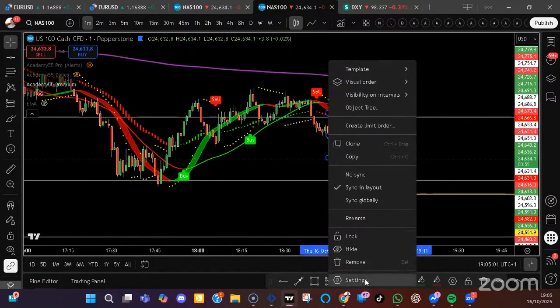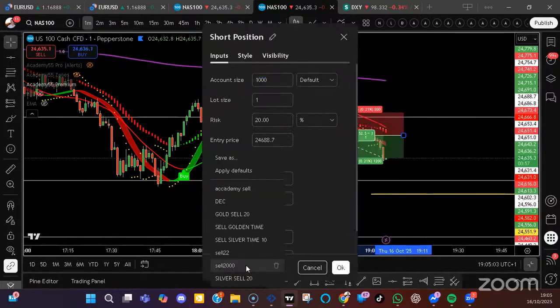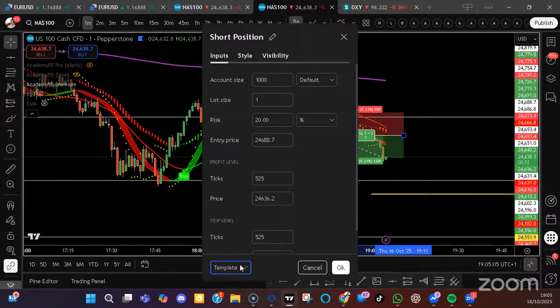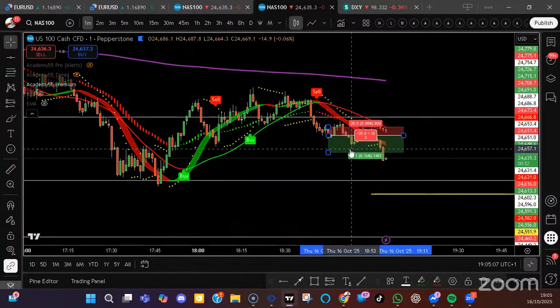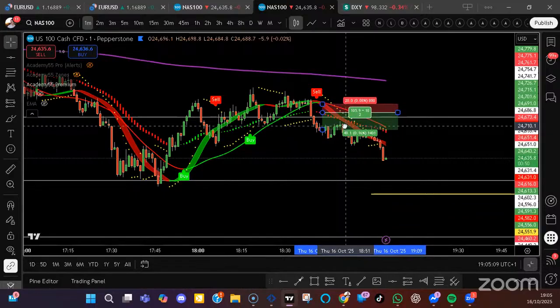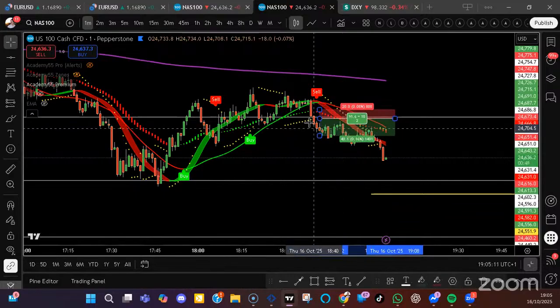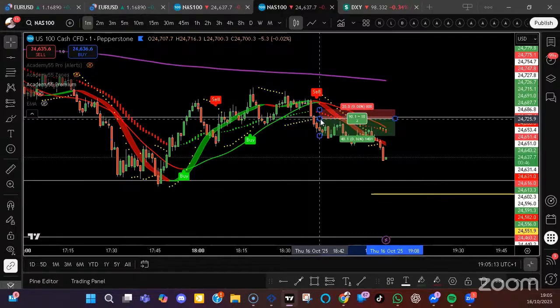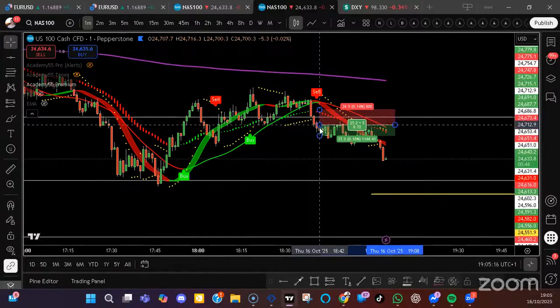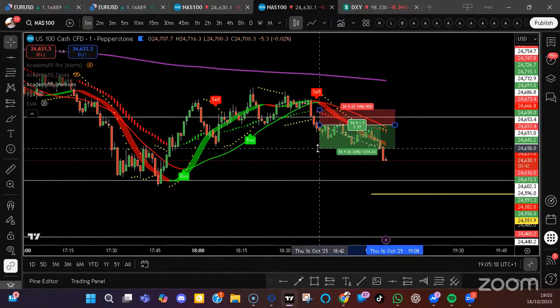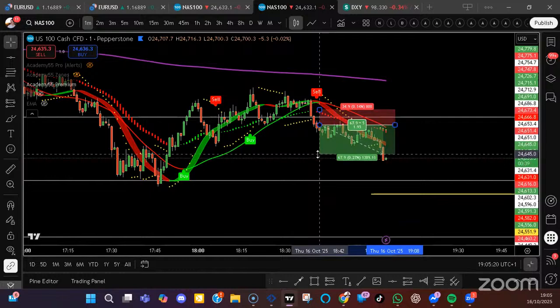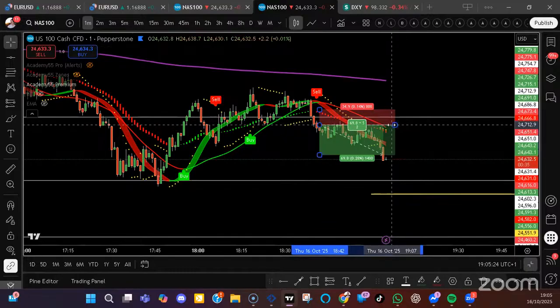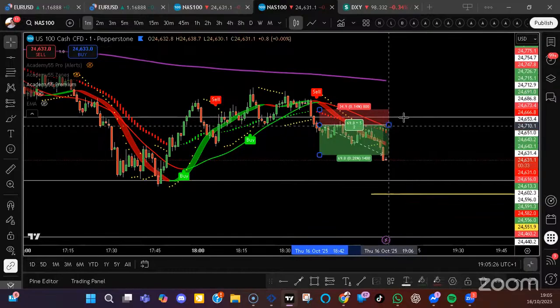Get my template up. Sell 2000. There we go. And it's just there where the green wave meets the red. You would have possibly got in there. 2 to 1 would be there. So congratulations, you just got your 2 to 1.